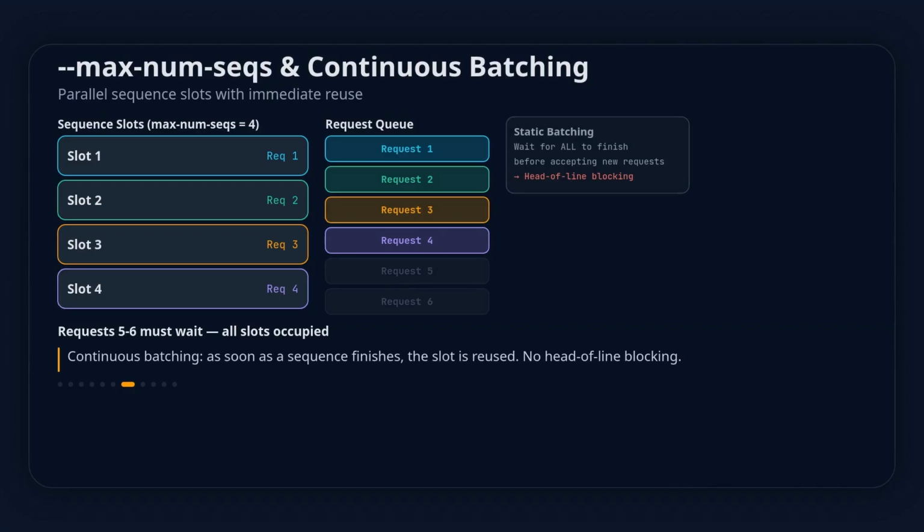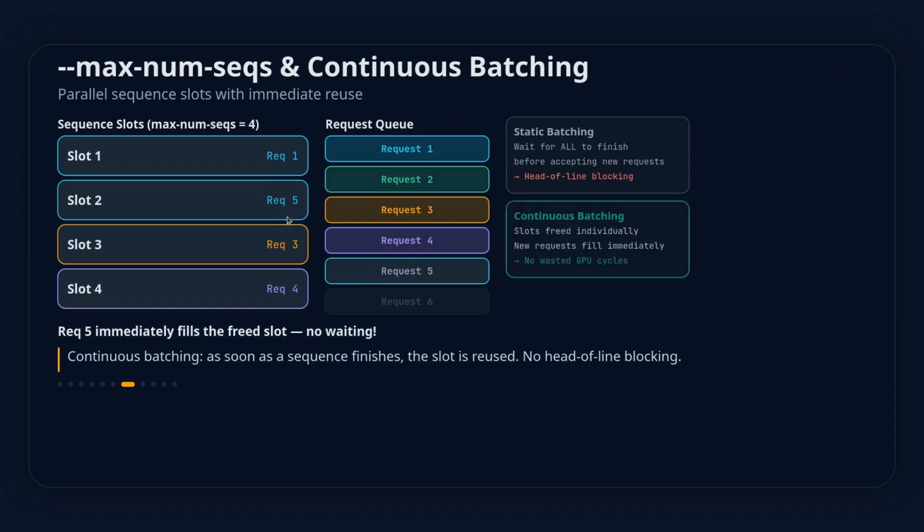Now with continuous batching, as soon as a sequence finishes, the slot is reused. So now let's see. We'll finish one of these requests. Now request 2 is done, so the slot is freed immediately. And now request 5 comes into slot 2. So as we see in continuous batching, the slots are freed individually and new requests get filled immediately, so we don't waste the GPU cycles. This dramatically improves throughput under load.